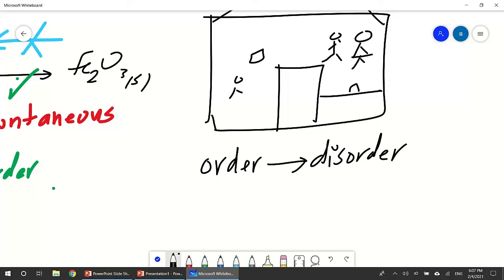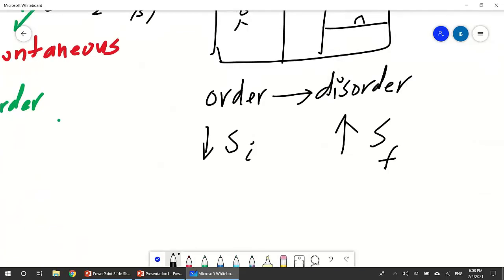So in terms of physical chemistry, we say that the order here, this place, has low entropy. That means the amount of entropy is low. But when you go to disorder, there's a lot of entropy. So if you call this S initial, and this S final, then delta S for the forward process is delta S equals S final minus S initial. You get a positive number.